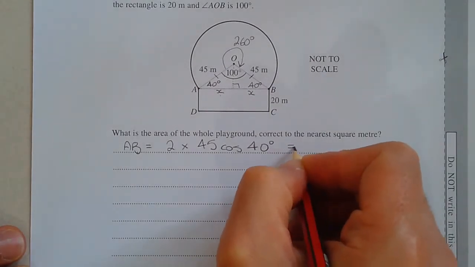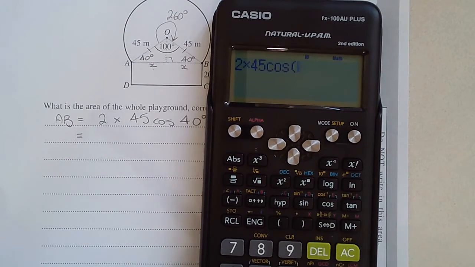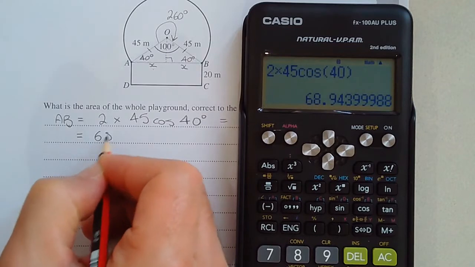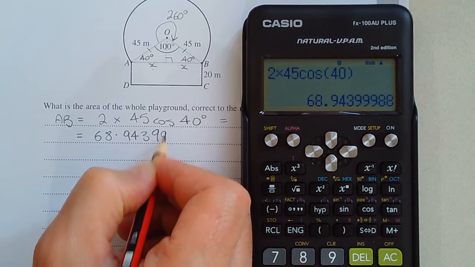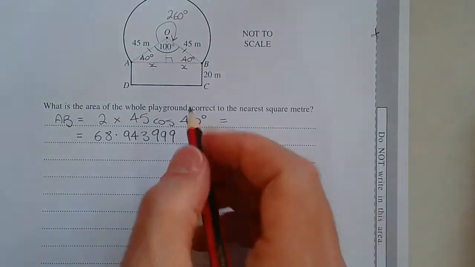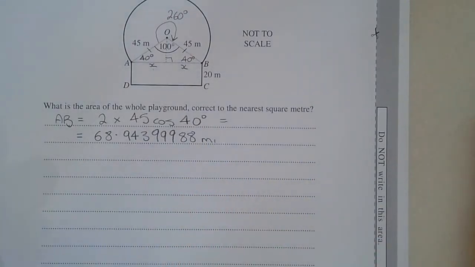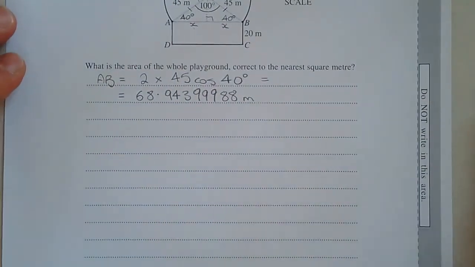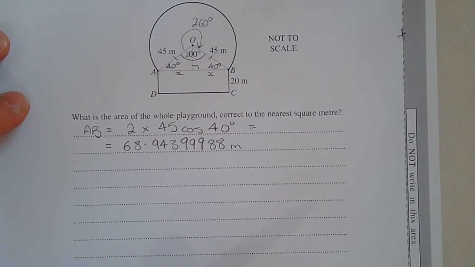And that's going to be equal to, I'll write it on the next line here. So 2 multiplied by 45 cos of 40, and we get 68.94399, actually 68.9439988. I might just write the whole answer, and I'll do all the rounding at the end. Okay, and that's in metres. Now that we have AB, we can now proceed to answer the question.